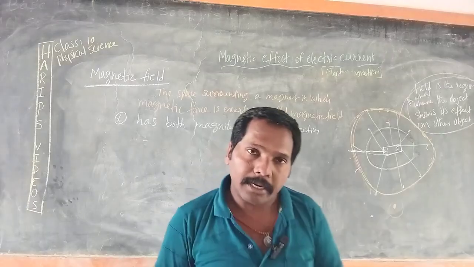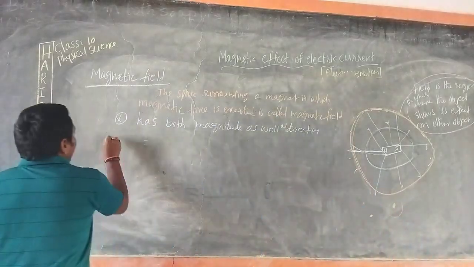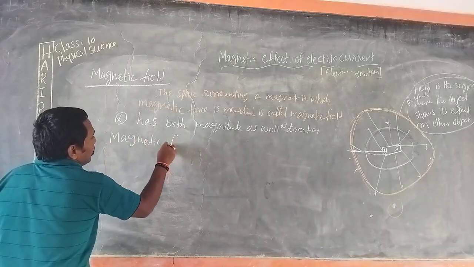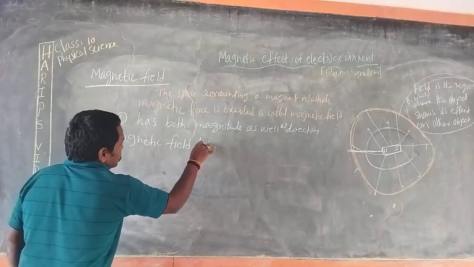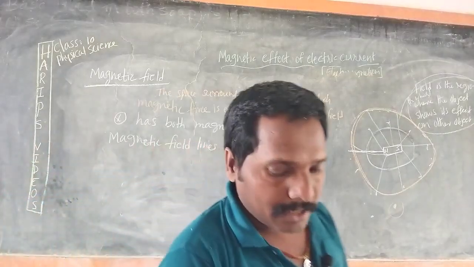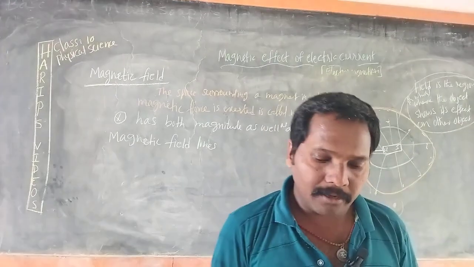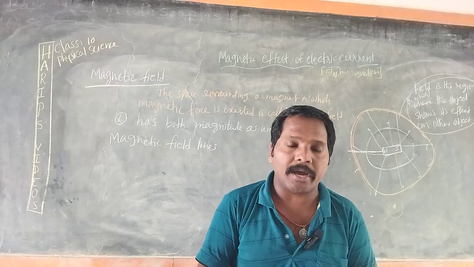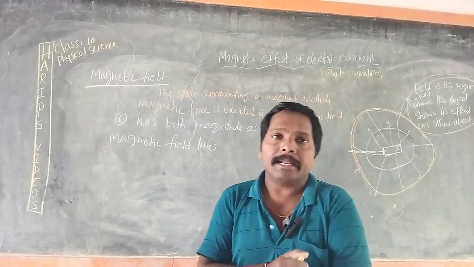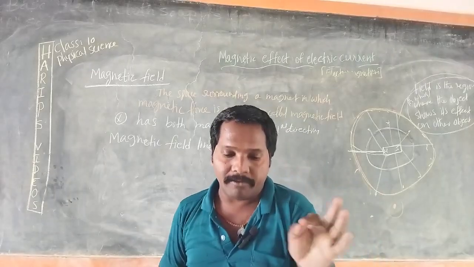So let us represent the magnetic field with magnetic field lines. What are these magnetic field lines? Right, a magnetic field is described by drawing magnetic field lines. We can represent a magnetic field with the help of magnetic field lines.